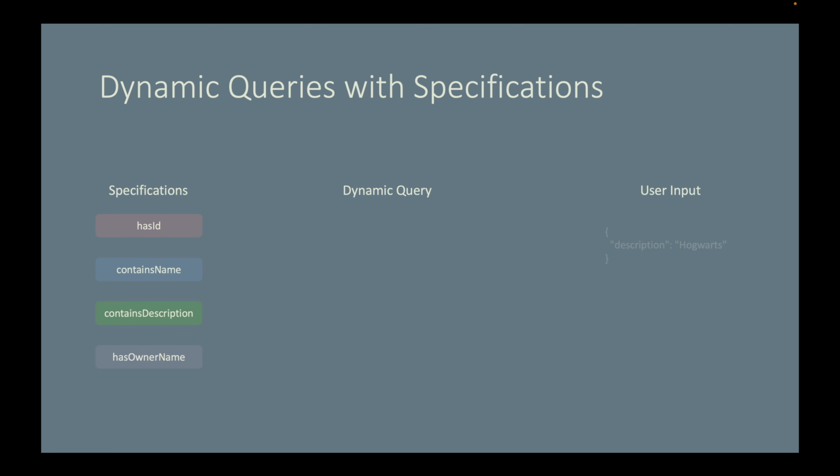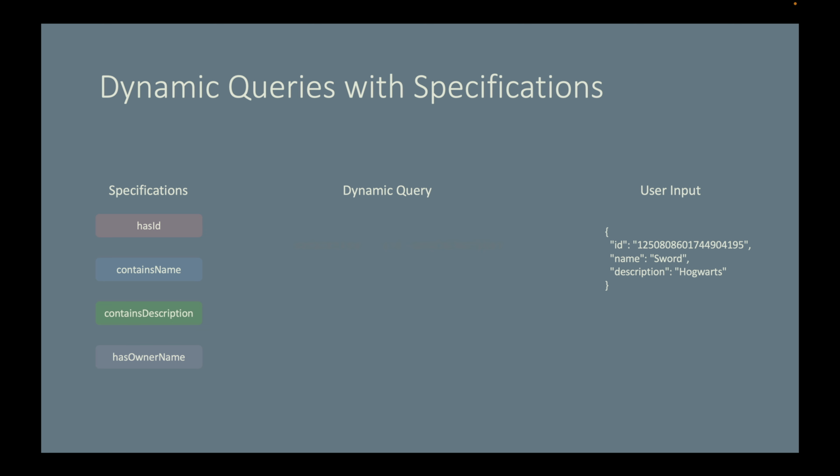For example, if the user only provides a fragment of the description, the dynamic query will only use the third specification. Next example. If the user provides name and description, the dynamic query will use the second and the third specification, and combine them into one specification using logical operator AND. So this AND operator returns a new, more complex specification.